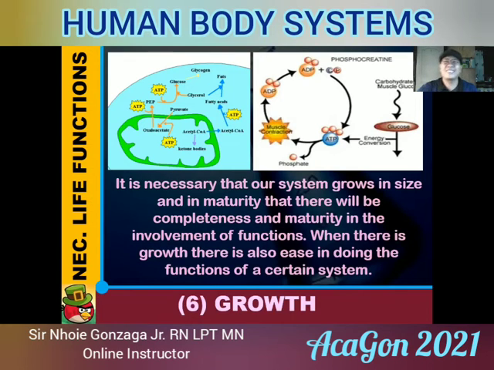Next, you have growth. This is a very important result if our systems are functioning very well. That's why from 0 to 21 years old for male and 0 to 18 years old for female, correct nutrition, correct care of the body, healthy practices should be done so that growth will be maximized. If we help our system to become normal and functional, we will have the proper growth.